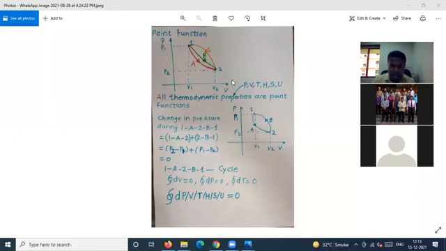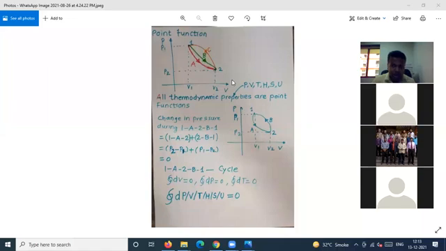See, work done or heat transferred, they are called path functions. Is that clear? Yes, sir. Why is work done called a path function? Because it depends upon the path that is followed during the process. That's why it is called a path function.